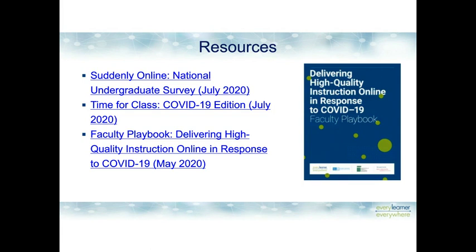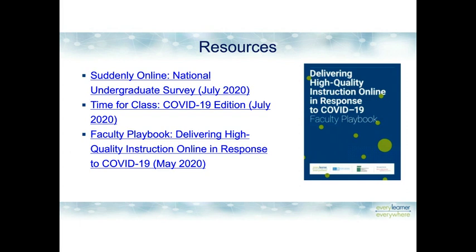sorry, it looks like we don't have both of them here. So the Suddenly Online is the one done by Digital Promise. That is a student survey, undergraduate student survey, and it looks at the experiences of undergraduate students in the transition online due to COVID-19. It's really, really fascinating work, and I definitely encourage that you look at that.